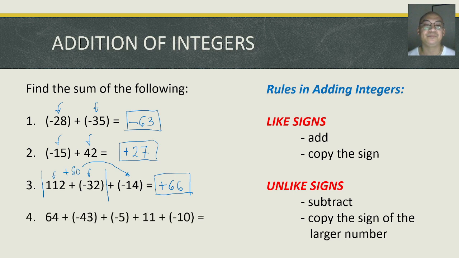Another one. 64 plus 43, or negative 43 plus negative 5 plus 11 and plus negative 10.